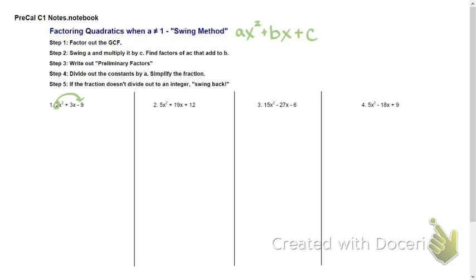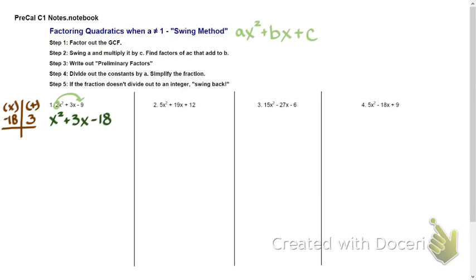Then we move on to step 2, which says swing a and multiply it by c. So I'm actually going to swing it over and write x squared plus 3x minus 18. So you actually do multiply it out. Then we're going to find two numbers that multiply to get this number and add to get this number. I usually like to make a little chart. So two numbers that multiply to get -18 and add to get 3.